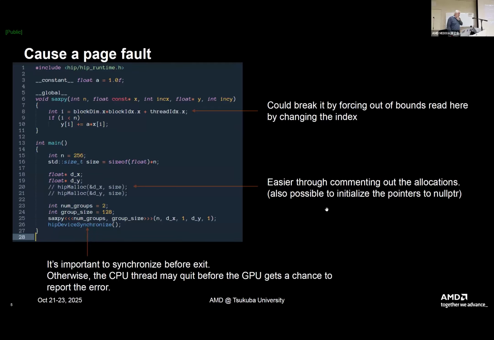But to make it more reproducible, we're going to comment out the allocation here. And then we're going to synchronize before the exit. Otherwise, some of the threads, the CPU threads or ranks may end before and exit the whole program. So we're going to synchronize so that we don't exit before we can do the debugging.